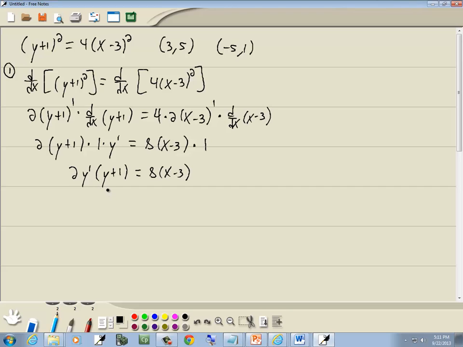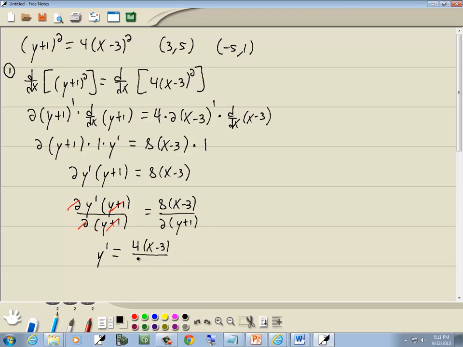Now normally we would get rid of parentheses, but actually this is already in perfect form. To get y prime by itself, we just need to divide both sides by 2 and (y + 1). We'll divide both sides by those, 2 and (y + 1). The 2's cancel, the (y + 1)'s cancel, and we get y prime. 8 divided by 2 is 4, so we've got y prime equals 4(x - 3) over 2(y + 1).